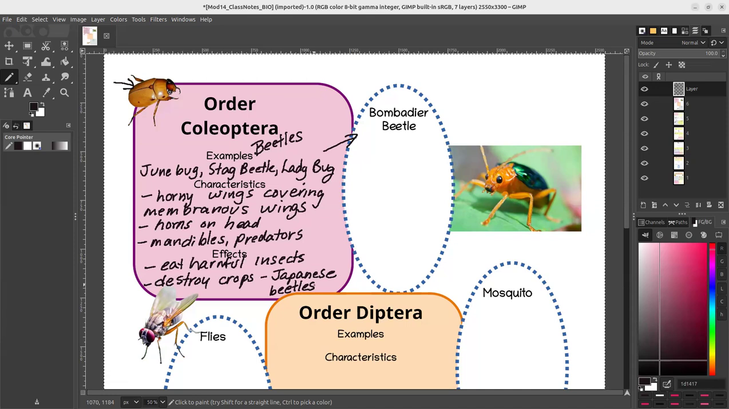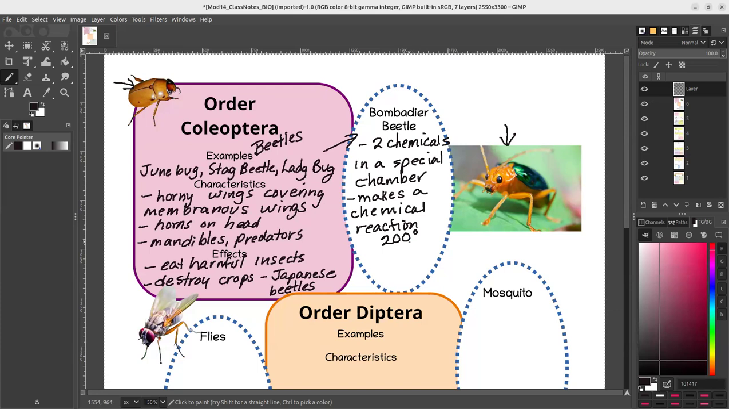So let's take a minute and talk about the bombardier beetle. This is a picture of a bombardier beetle, and it has a very special defense mechanism. It has two chemicals and a special chamber. Now, when the bombardier beetle is threatened, it mixes those two chemicals together, and the chemical reaction heats up to about 200 degrees. At 200 degrees, it's going to burn whatever it touches. And the bombardier beetle can actually shoot out this liquid and burn any predator that's trying to get it. So it shoots this stuff out of an opening in its abdomen.